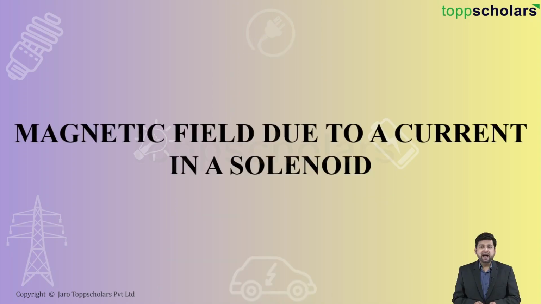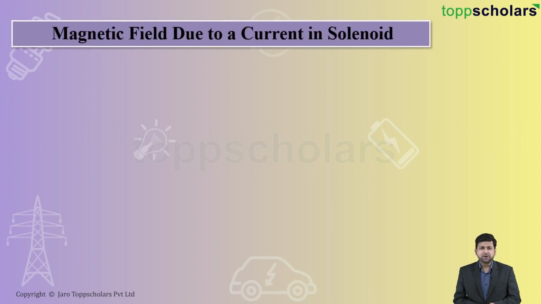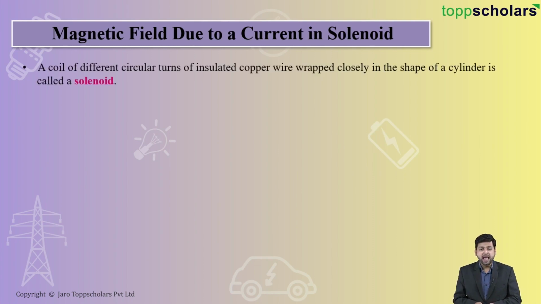Students, today we are going to discuss an interesting topic, and that is magnetic field due to a current in a solenoid. Now before going on to the topic, the first question is, what exactly is a solenoid? In simple words, you can call it an insulated copper wire wrapped closely in the shape of a cylinder to form n number of turns.